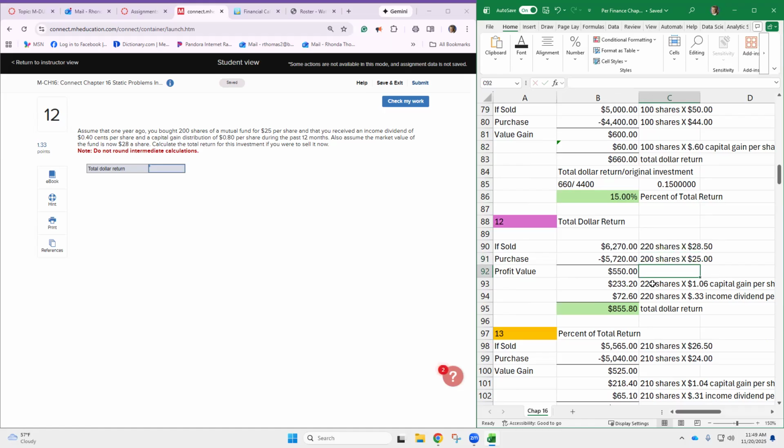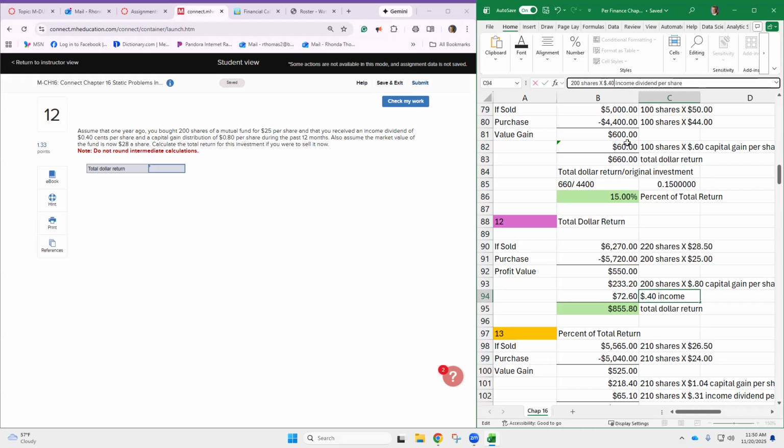We've got to take our number down to 200 because the last time I did this problem, it was 220. So 200 shares. For the capital gain, we're getting 80 cents a share. I'm going to put this in: 80 cents of capital gains per share. The other one is an income dividend. The income dividend is 40 cents a share.